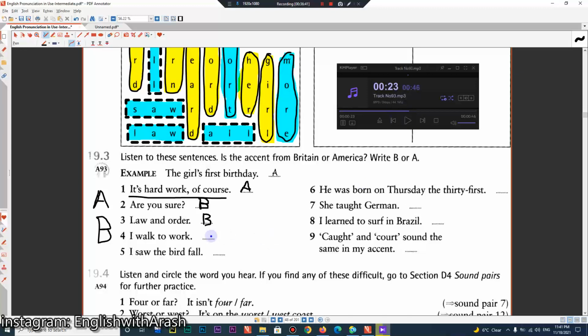Yes, this one is American because he's saying the R sound in work. He's not dropping it. You hear the sound.